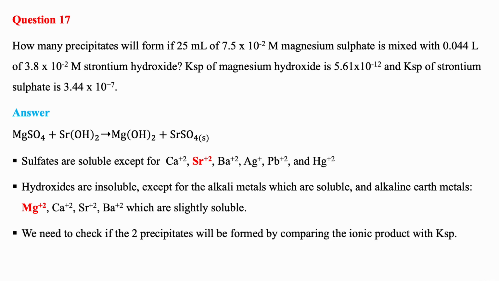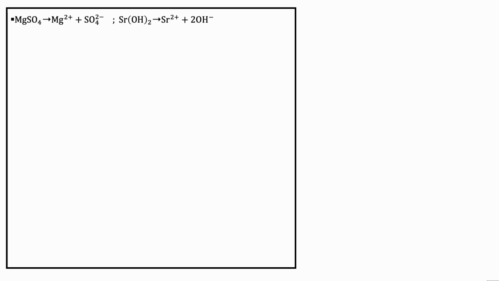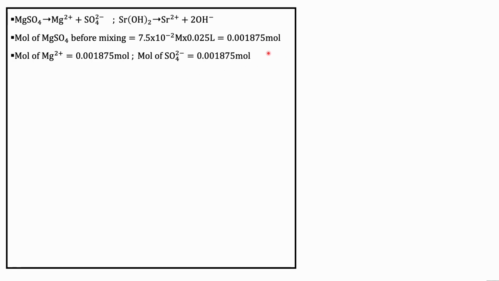So we need to check if the 2 precipitates will be formed by comparing the ionic product with the Ksp. So we have here the magnesium sulfate. We have also the strontium hydroxide, which gives strontium 2 plus and 2 moles of hydroxide. Then we determine the moles of magnesium before mixing. We get the moles of magnesium and the moles of sulfate before mixing, of course. We determine the after mixing.